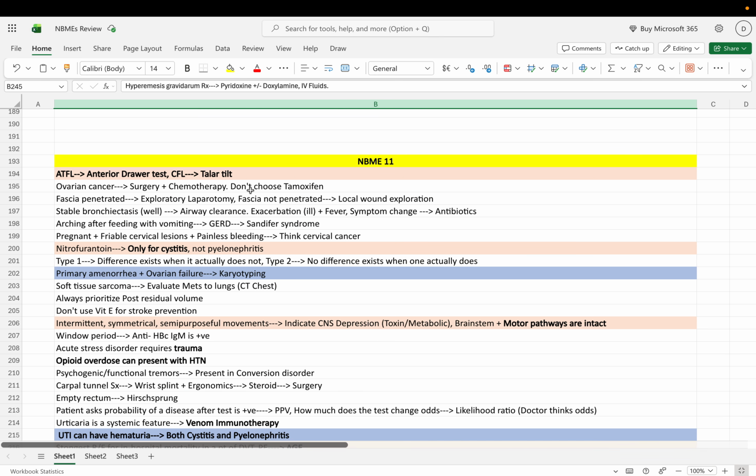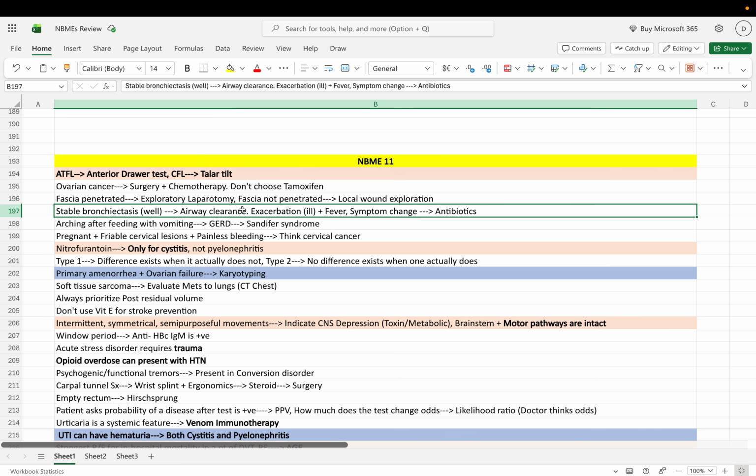Let's start with the uncolored portion. Ovarian cancer treatment, surgery plus chemotherapy. Don't choose tamoxifen. If the fascia is penetrated, do exploratory laparotomy. If the fascia is not penetrated, do local wound exploration.